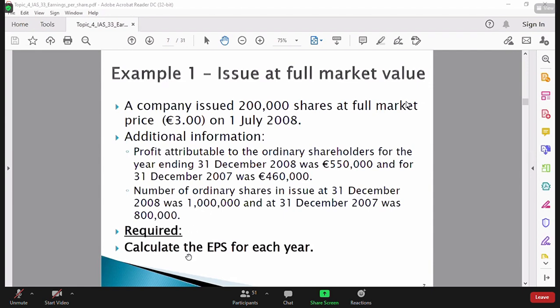So they ask you to calculate the EPS for each year. This one is very easy then. You just need to take the profit and divide it by the number of ordinary shares. So can you calculate for me, class? Yes, madam. Okay, calculate for me for 2007 first.